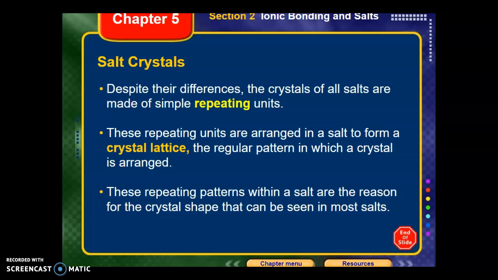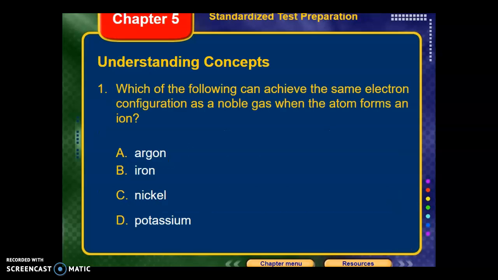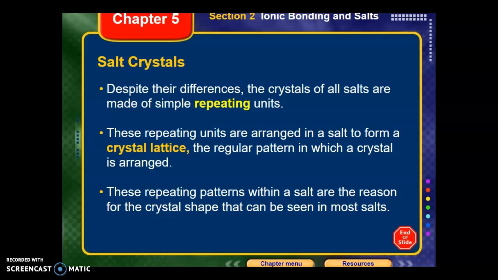So the cool part about salt crystals is that they form crystals, right? And crystals are cool because they're neat shapes, right? And the reason why they have those neat, distinct shapes is because they are made of repeating units of those ions. And so that's the end of the guided notes, right? So crystal lattice was the last answer on your guided notes sheet.